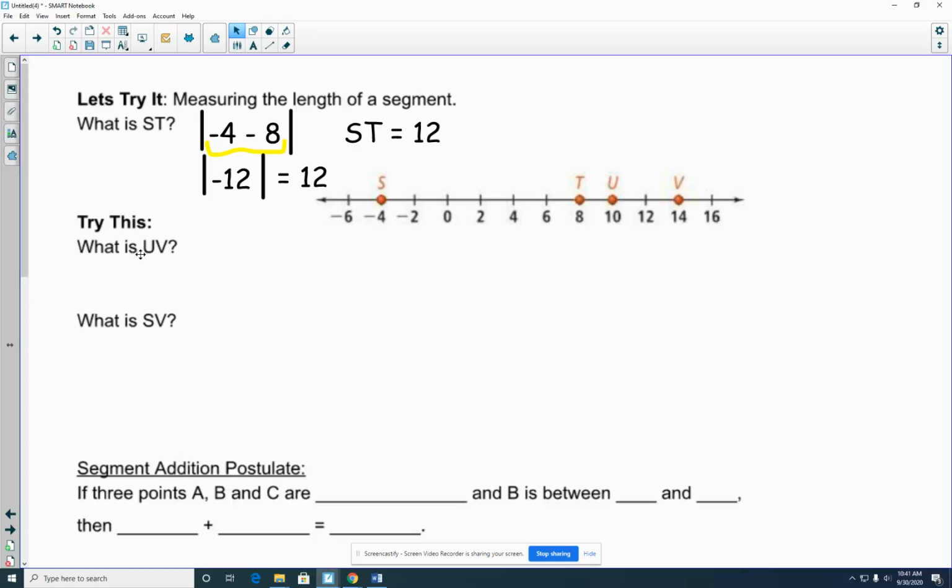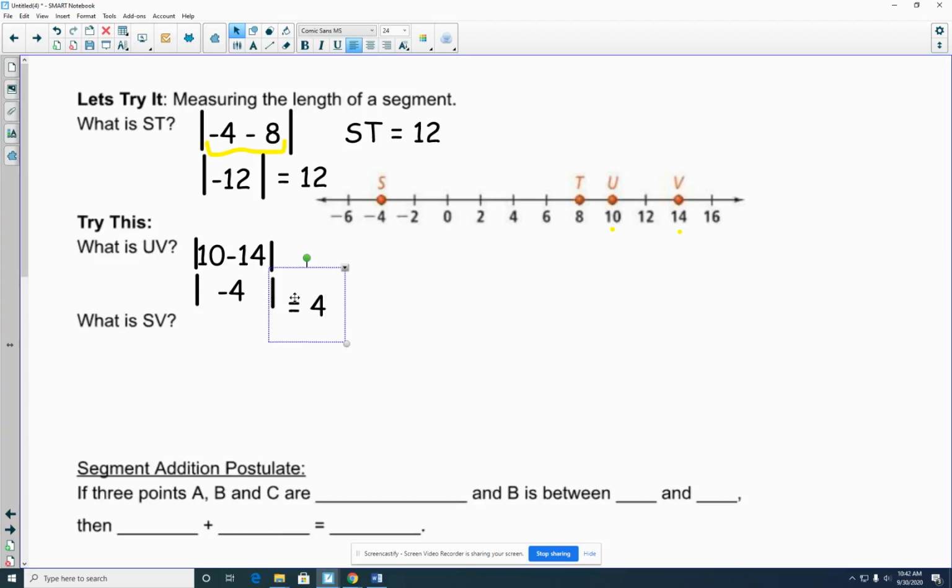Now let's try this. What is UV? Okay, so UV. Let's highlight. Here's U and here's V. So we're dealing with 10 and 14. So we can do 10 minus 14, but make sure we take the absolute value. So the absolute value of 10 minus 14. Okay, so 10 minus 14, again, put that in your calculator. And if we have 10 minus 14, that's a -4. We're going to take the absolute value of -4, and the absolute value of -4 is just 4.